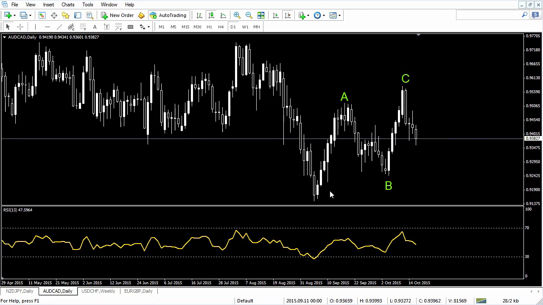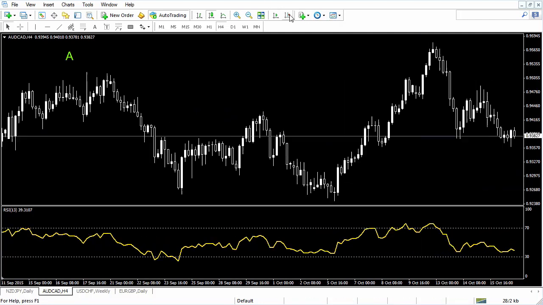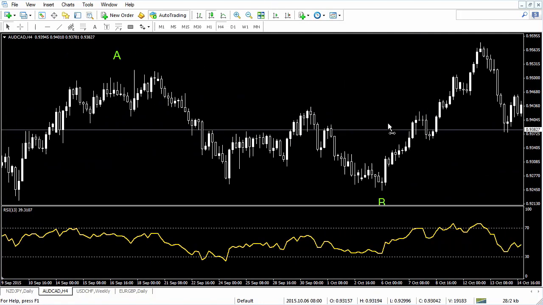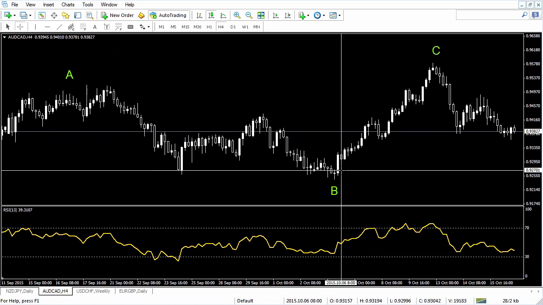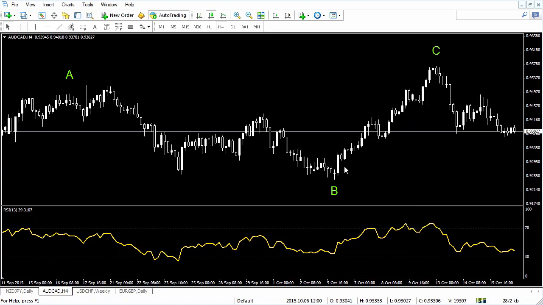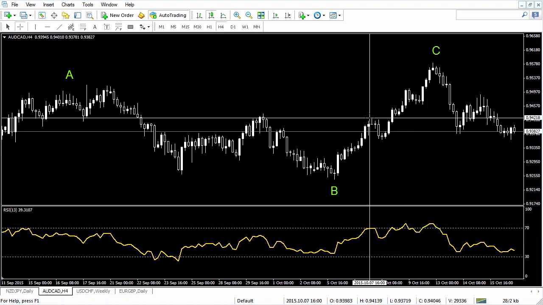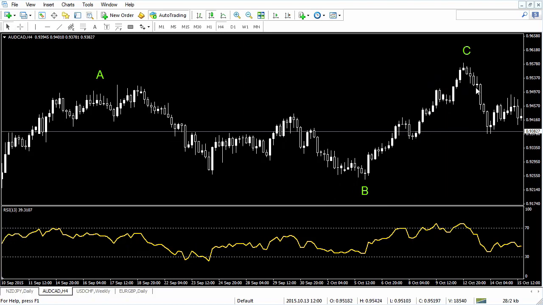Since this is a correction, RSI won't help us too much, but we can go to the smaller time frame, and we can see that in wave C, we have some sort of a divergence over here, so that means that we can label this as 1, 2, 3, 4, and 5.